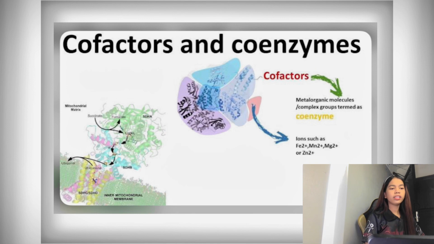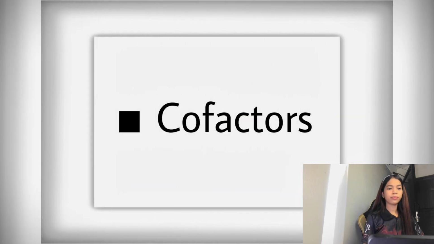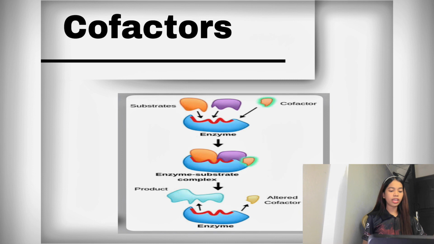Now, what is cofactors? So, cofactors are inorganic ions such as iron and magnesium. A cofactor is a non-protein chemical compound. Okay, non-protein chemical compound or metallic ions that is required for the enzyme role as a catalyst. Actually, cofactors can be considered as helper molecules that assist biochemical transformation.